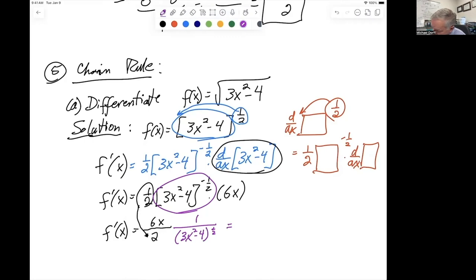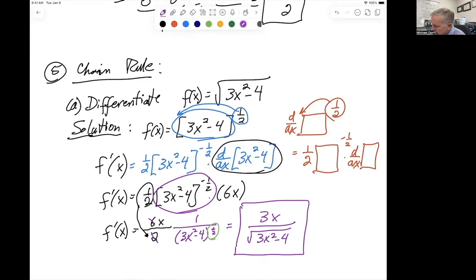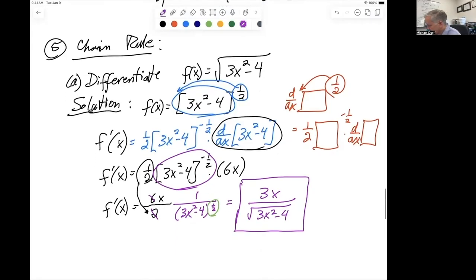Okay, the 6 and the 2 reduce to be 3, and then I have an x, and then I can write this 1/2 as a square root. So when I do that, I'm going to get the square root of 3x squared minus 4. And I think this would probably be a more common answer that I would see on an exam.